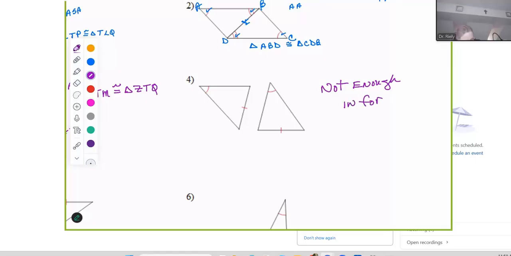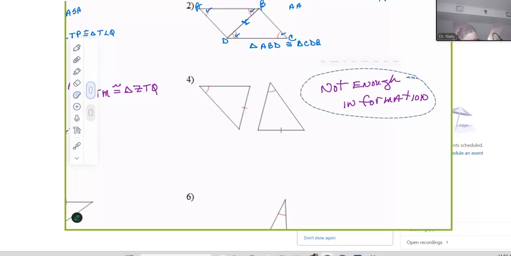I said there's 5 of these, so not enough information. I'm going to repeat this a couple of times. I think I'm going to copy that.